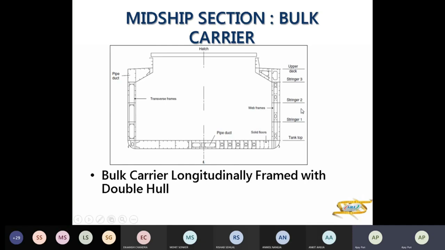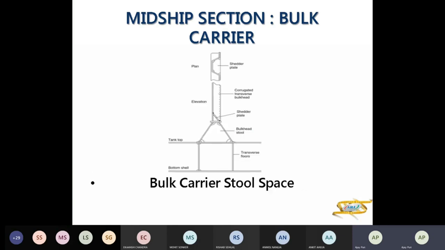So that is your longitudinally framed double hull. So sometimes they ask you longitudinally framed double hull bulk carrier, or they just write bulk carrier, you can draw a single hull also. So this is the screw space. This is the shedder plate, which is at an angle. This is the elevation, corrugated transverse bulkhead, the shedder plate here. The cargo will slide down and then again slide down with the bulkhead stool. And this is a stool space, which is void space. And here you have your double bottom tank.